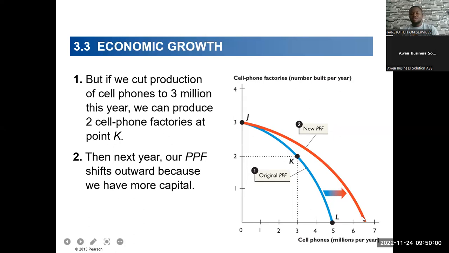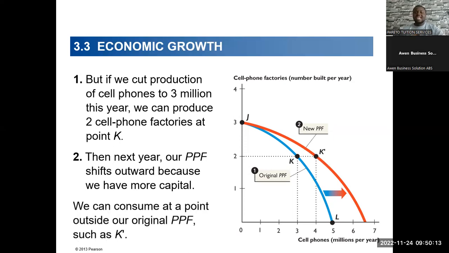And what is the meaning of this? It means now we can produce more units of what? Cell phones, because we have 2 units of cell phone factories. We can use them to build more cell phones. So for us to actually experience economic growth, look at this. Initially, we were consuming at what? At point K, where we were able to produce 2 units of what? The cell phone factories, and then just a few cell phones.